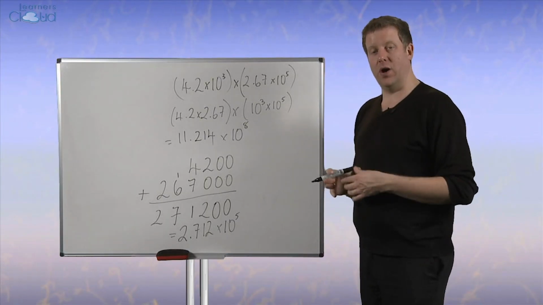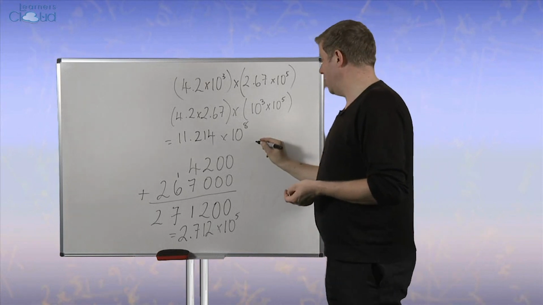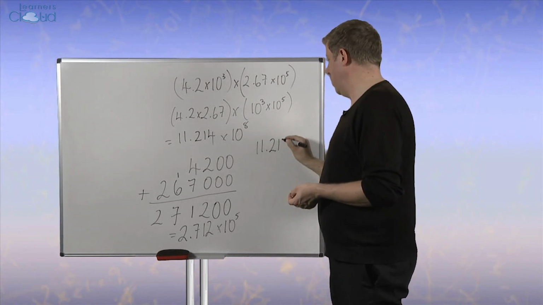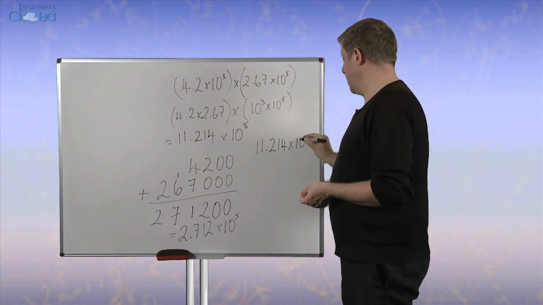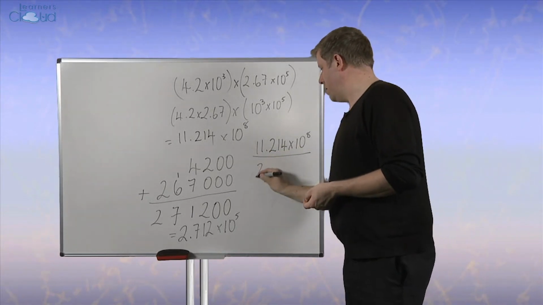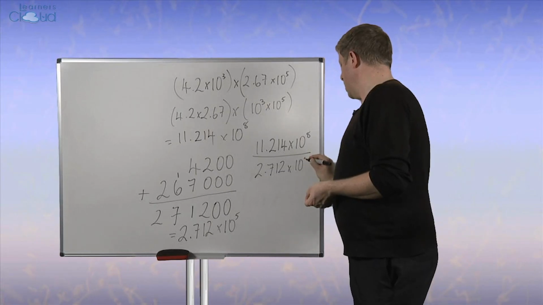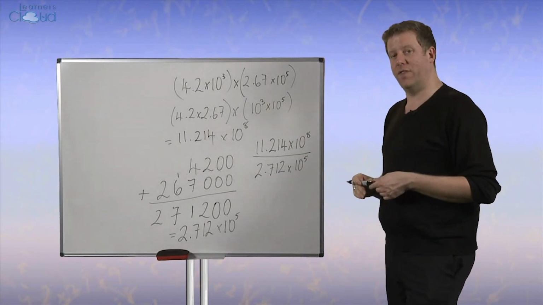So the final part of the sum that I need to do, if you notice in the question, the top xy is being divided by x plus y. So I need to now do 11.214 multiplied by 10 to the power of 8 divided by 2.712 times 10 to the power of 5.